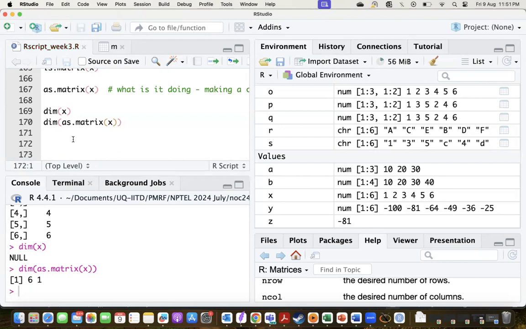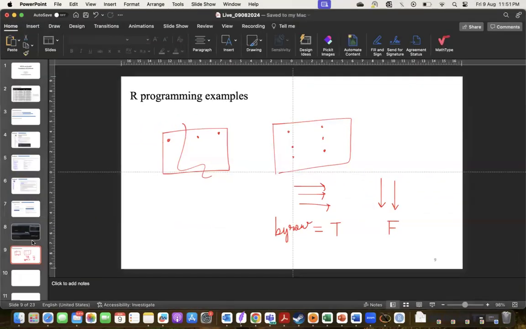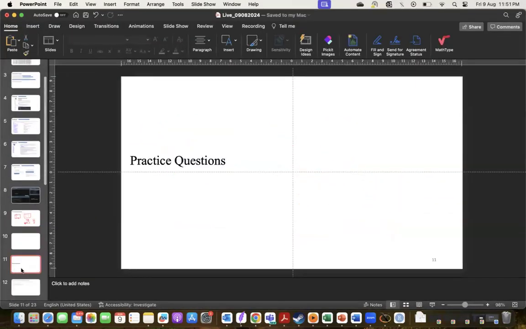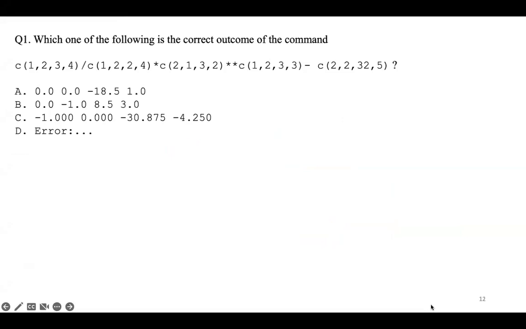But whether you write it as a vector or as a matrix, sometimes you can do different calculations or different operations on it. Okay, so that's about the revision. We still have some time. So if you're up for it, I have some practice questions that you can take a look at, and they're very similar to the questions in the assignment.